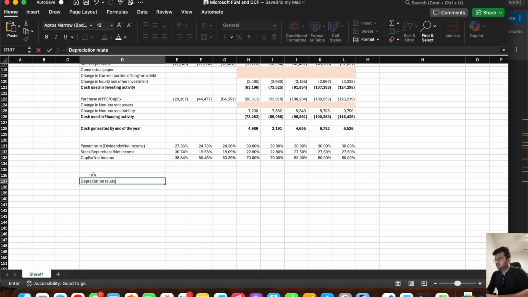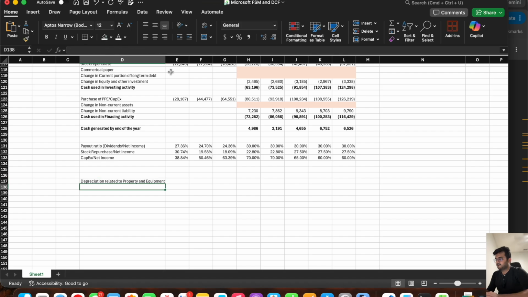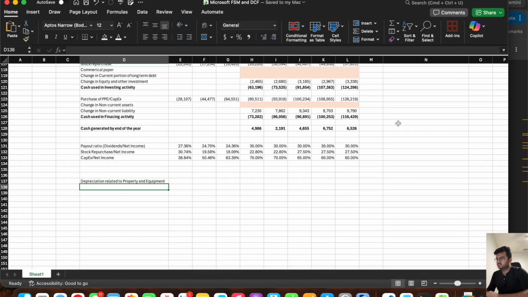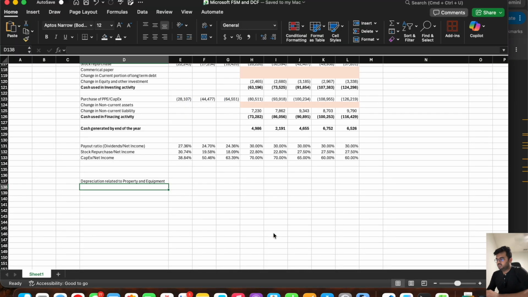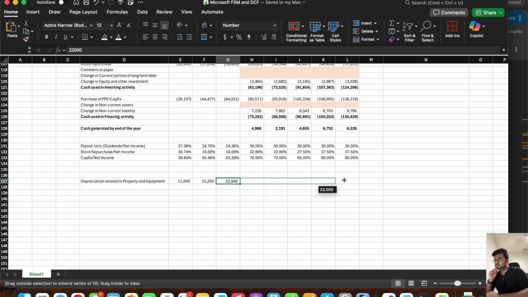So what I would do is depreciation related to property and equipment. We will input the numbers here first. $11 billion in 2023, 15,200, 22,000. Okay. So this is a depreciation of the property, plant and equipment. Now we need to first figure out how much depreciation could have occurred for the next 5 years.